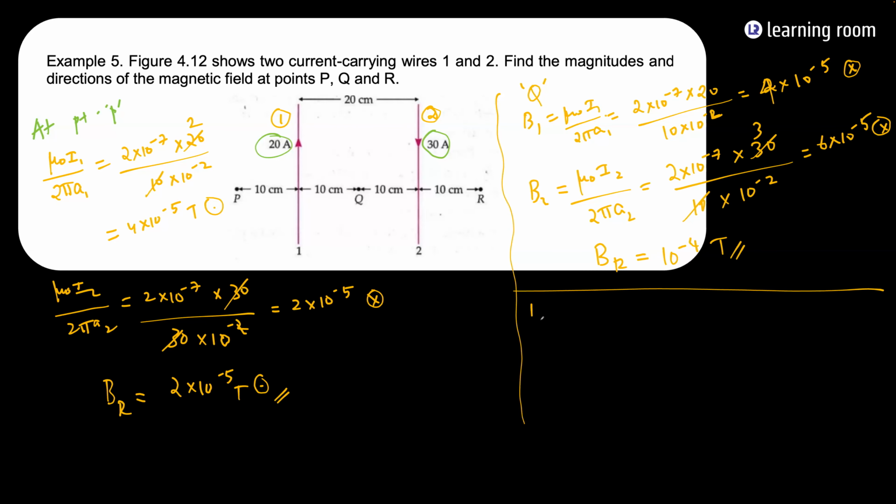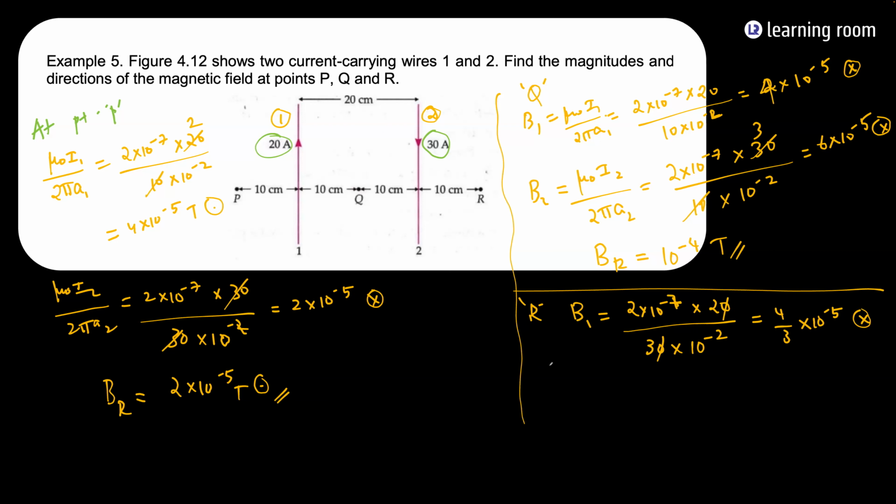Similarly, if you take the point R, due to the first conductor, what will be the answer? B1 will be equal to, I'm not writing the formula, mu naught by 2 pi, which is 2 into 10 power minus 7, into current 20 divided by distance, which is 30 into 10 power minus 2. So 0 and 0 are gone. You will get 4 by 3 into 10 power minus 5, into the plane, because it is to the right of that conductor.